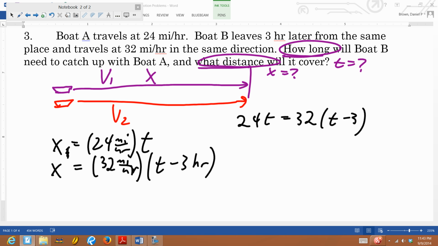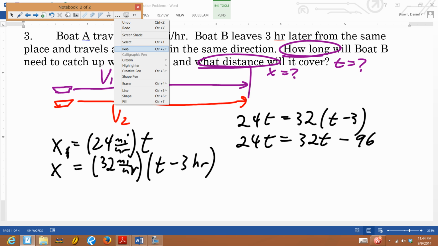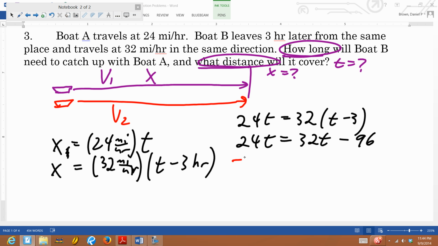Alright, so I'm going to distribute out my 32. It's 32 times t, and also 32 times 3, negative 3. Now I need to bring all my t's to one side of the equation, my number to the other side of the equation. So I will subtract 24t from both sides. I will also add in 96 to both sides.